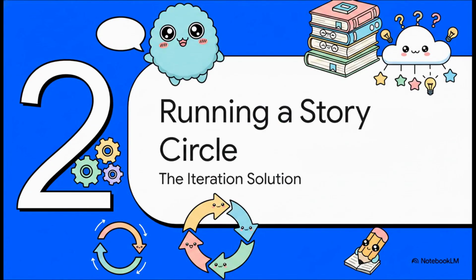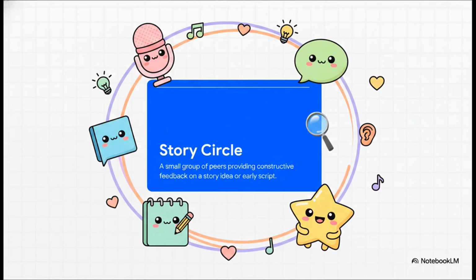Which brings us to Section 2, running your story circle, the iteration solution. Enter the story circle. This is a concept pioneered by Joe Lambert at the Center for Digital Storytelling. And honestly, it's your secret weapon. It's essentially a small group of peers or mentors who review your early script to illuminate what works and what doesn't, all in a really supportive environment. Because let's face it, stories rarely emerge fully formed and perfect on the first try. By bringing your draft to a circle and actually reading it aloud, you get immediate feedback. Sometimes just the act of hearing yourself speak the words out loud to other people reveals exactly what needs fixing.